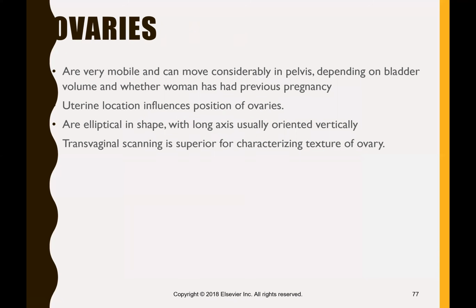The ovaries can be very mobile and can be all over the place, especially if a patient's had a baby. Those ovarian ligaments have been stretched out. And so one ovary might be close to the uterus, the other one might be way high up in the pelvis. And that's kind of the difficulty with evaluating ovaries, because they're just in different spots.